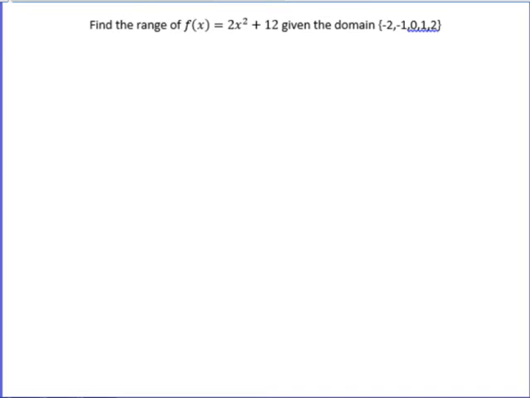Alright, one more example. Again, same thing. You're given the domain, so you're given the x values and asked to find the range or the y values. What I want you to do is go ahead and figure out the range for this problem, and then we'll talk about it in class.